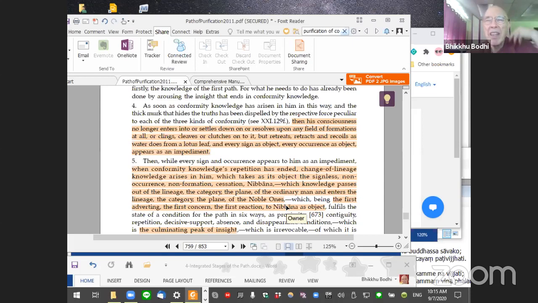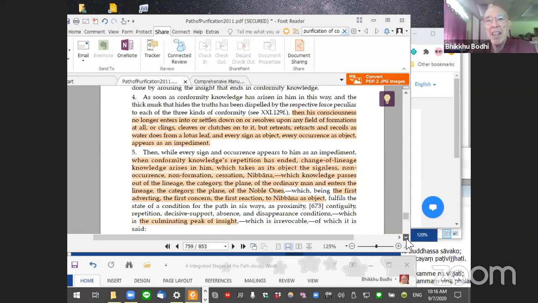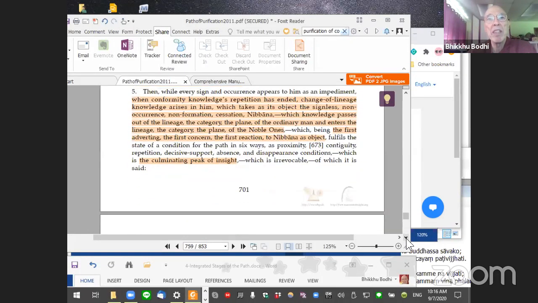Previously, one might be thinking about Nibbana, reflecting on it, contemplating it conceptually, but one has not experienced it. But it's at this moment that Nibbana itself, the unconditioned, the deathless, actually comes into view as an actual objective experience.